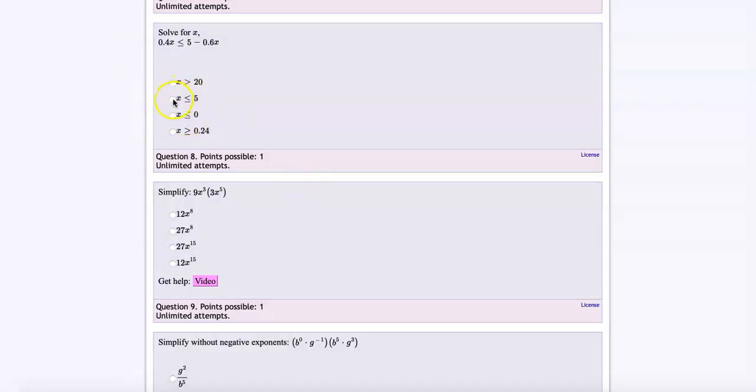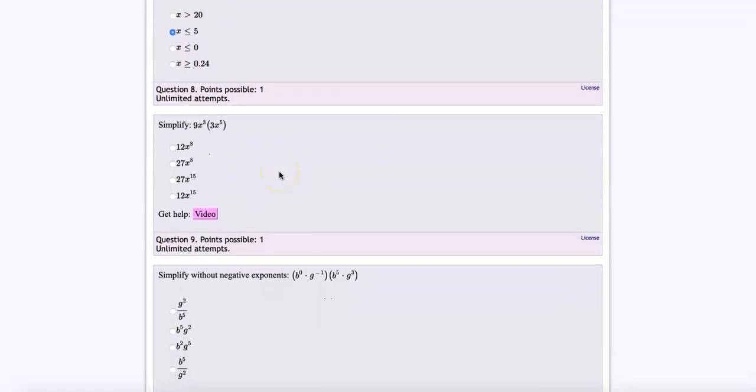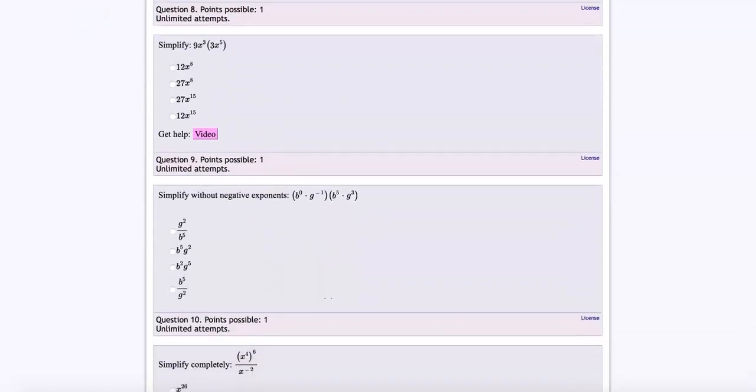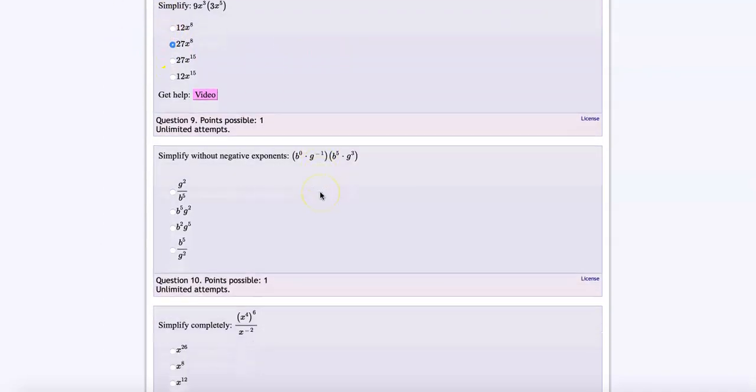Now let's move on to question number 9. Some simple multiplication here. 9 times 3 is 27. So that narrows it down to these two central ones. And then the other thing you want to pay attention to is x cubed times x to the 5th. Remember that if you are multiplying like bases, you're going to add the exponents, not multiply the exponents. So that's 27x to the 8th power, which is this one right here.